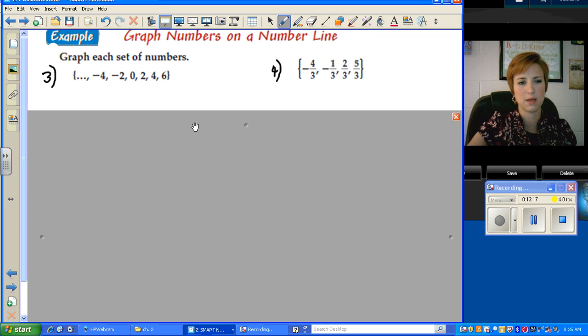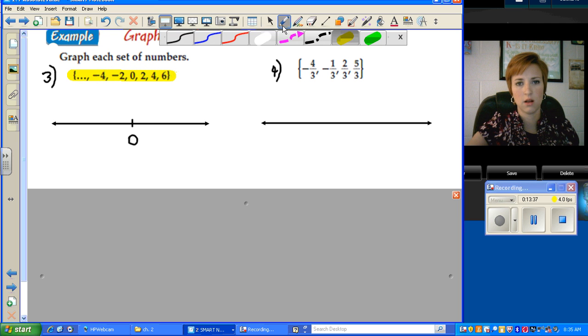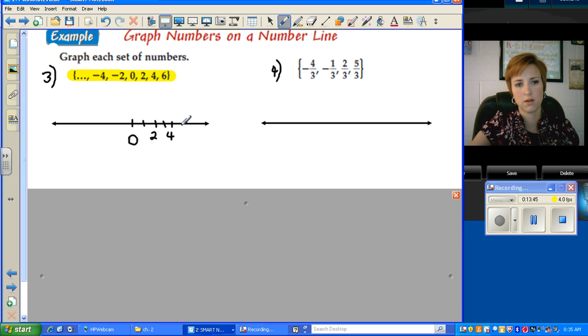Okay, for these next couple of examples, we're asked to graph each set of numbers. So go ahead and make yourself a number line for number 3. We're always going to put 0 in the middle. Since all the numbers in the set are even, to save myself a little bit of writing, I'm going to make a notch for 1 and then say 2, 3, 4, 5, 6, and then -1, -2, -3, -4, -5, -6.